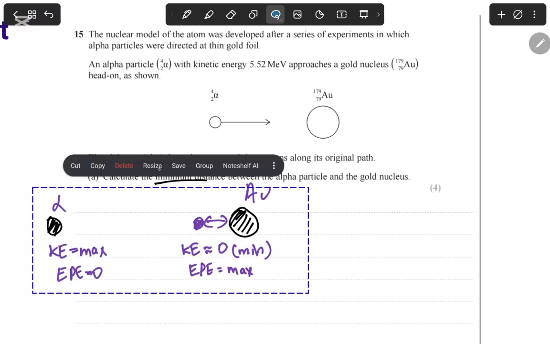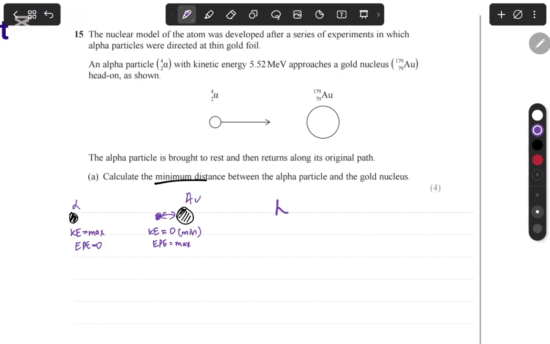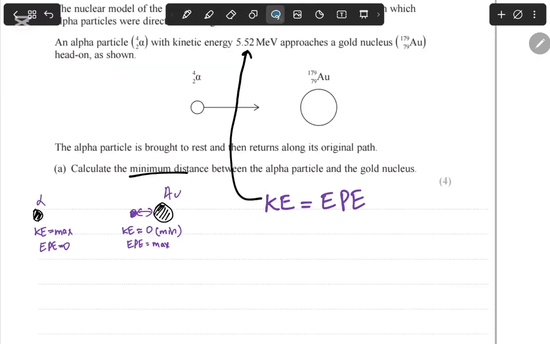Which means what we can say here, essentially, is that all of your kinetic energy changes into electric potential energy. So I can say that the loss in KE is equal to the gain in the electric potential energy. And then what I can say next is that we know the kinetic energy that's given to us up there. It is in mega electron volts, but we can change it.